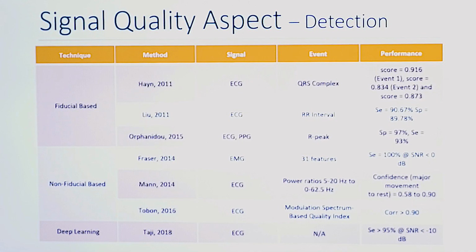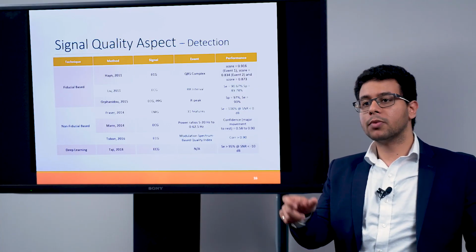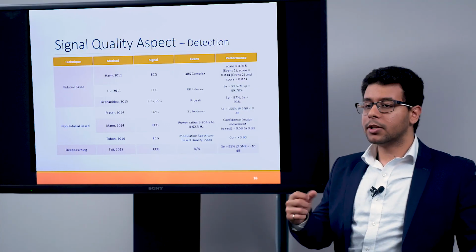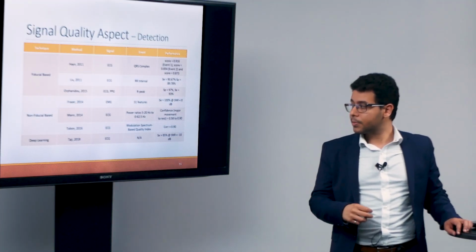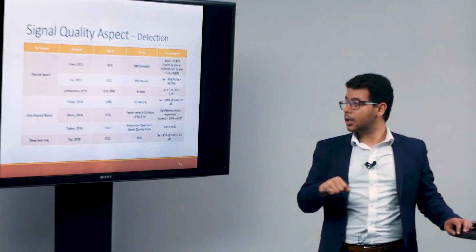Another technique did ratios of power between different bands. In ECG, we know that a specific band contains a lot of power, so we know that the power of this band compared to the rest should be higher. Depending on that ratio, we can determine whether there is noise or not. And finally, Tobon did the modulation spectrum based quality index, and that achieved a very high correlation with the actual signal to noise ratio of the signal.